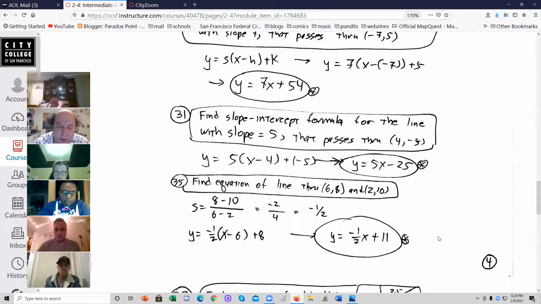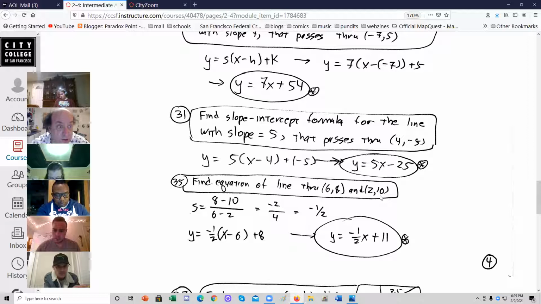Now here we have a problem with a choice. We want to find the equation of a line through 2 points, 6 by 8 and 2 by 10. Now we can use either point in the point-slope formula. But first we need to find the slope. The slope is change in y, 8 minus 10, over change in x, 6 minus 2. 8 minus 10 over 6 minus 2 is negative 2/4, which is negative 1/2. Slope of negative 1/2. Now I can use this slope with either of these points, and you should get the same result. So you have a choice here.